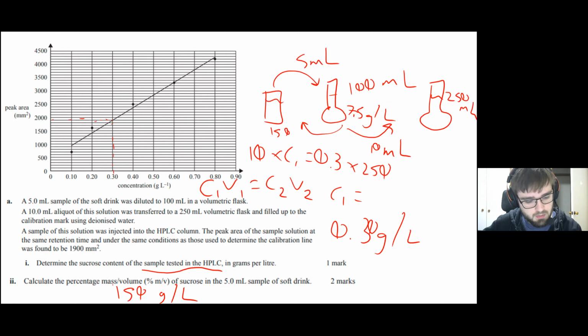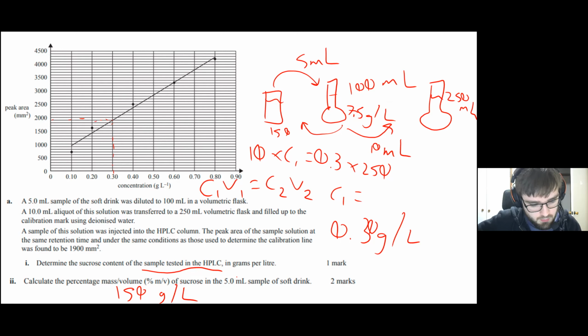And we need to find... so that would probably get you 1 mark here. Calculate the percentage mass per volume in the 5.0 mL sample of soft drink. Now, the fact that it's 5.0 mL doesn't really matter. It just means that it's the original one. We don't need to use the 5.0 in this calculation.